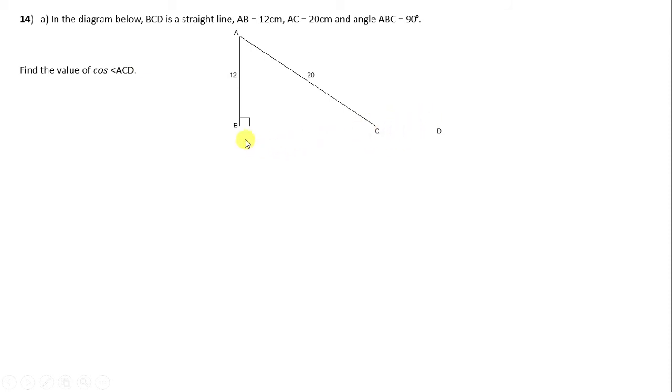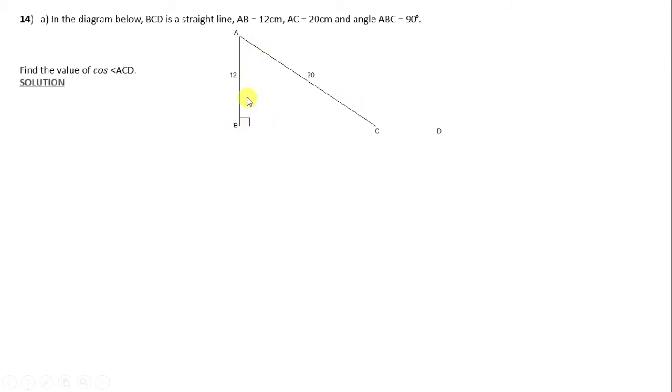Now, we don't know what BC is. But since we have been given this triangle and it is a right angled triangle, it means that we can use Pythagoras theorem to calculate BC. Pythagoras theorem states that in any given right angled triangle, the square on the hypotenuse, which is the longest side and is always opposite the 90 degrees, is equal to the sum of the squares of the adjacent sides. The adjacent sides are those sides which are next to the 90 degrees. So our adjacent sides are BC and 12.